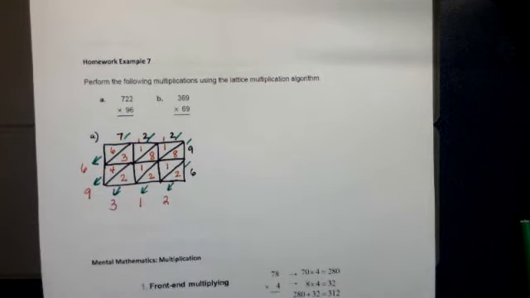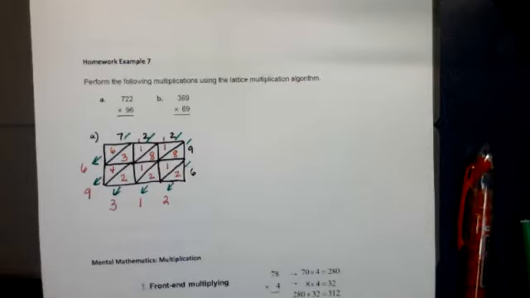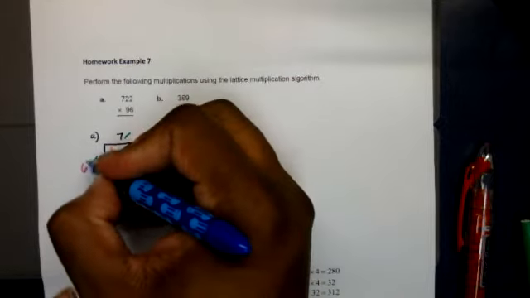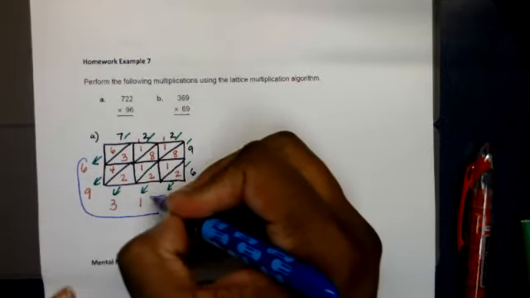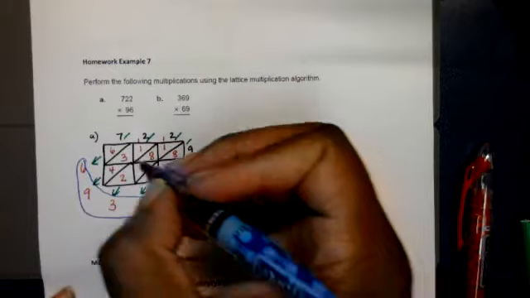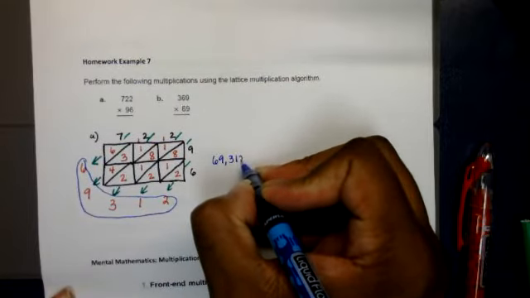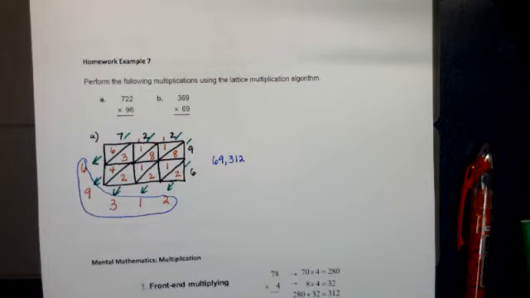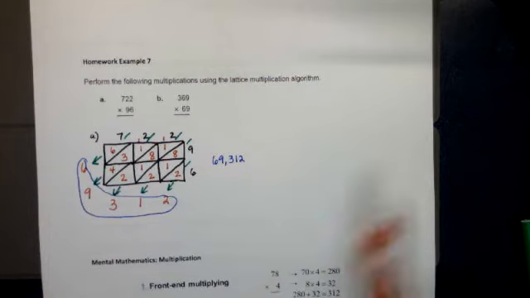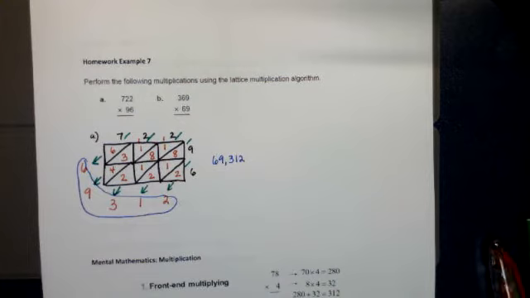So here, 722 times 96. That's going to be these numbers right here that you see. That's going to be 69,312. That's what 722 times 96 will be. 69,312. So that's part A.